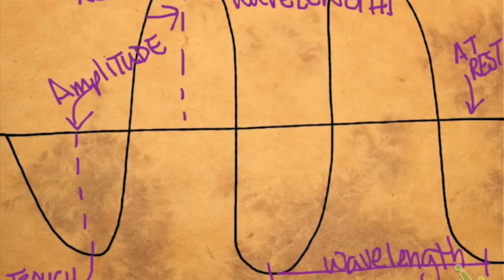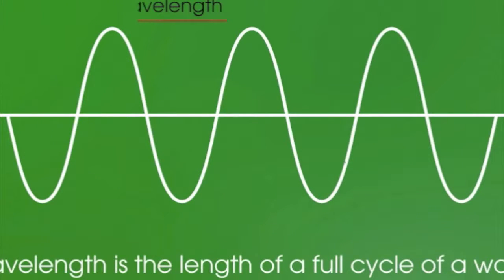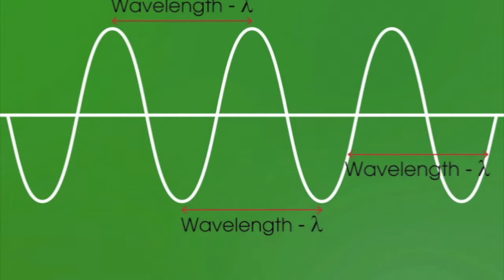Just a little note, we're going to get into more of this when we start calculating things, but the symbol for wavelength is lambda. A wavelength is the length of a full cycle of a wave, from one point to the next same point. It's easiest to think of as the distance from crest to crest or from trough to trough. We measure it in meters, and it's given the symbol lambda, a nice Greek symbol. The amplitude is like the size of a wave, but we need to remember that it's measured from the equilibrium position, or the central line, to the crest, not from the crest to the trough.